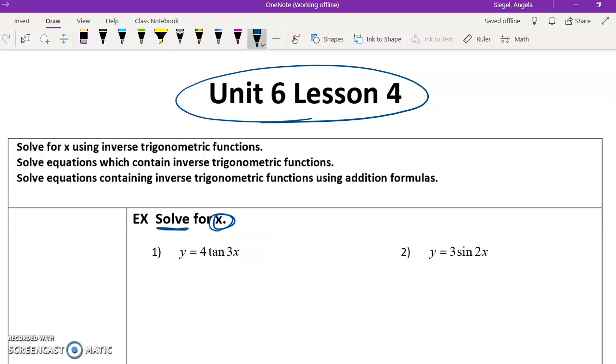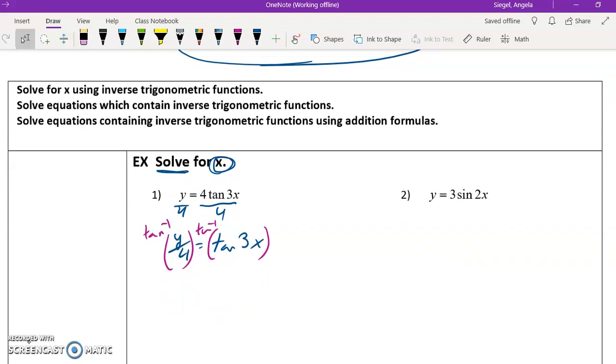So let's kind of back up here. So we have this, and I want to get x by itself. So just think algebra. The first thing I'm going to do is divide by 4. So I have y over 4 equals tangent of 3x. And then I'm still trying to get x by itself. So I'm going to multiply both sides by the tangent inverse, and I'm going to flip it because I don't like the x on the right-hand side. So I have 3x equals tangent inverse of y over 4.